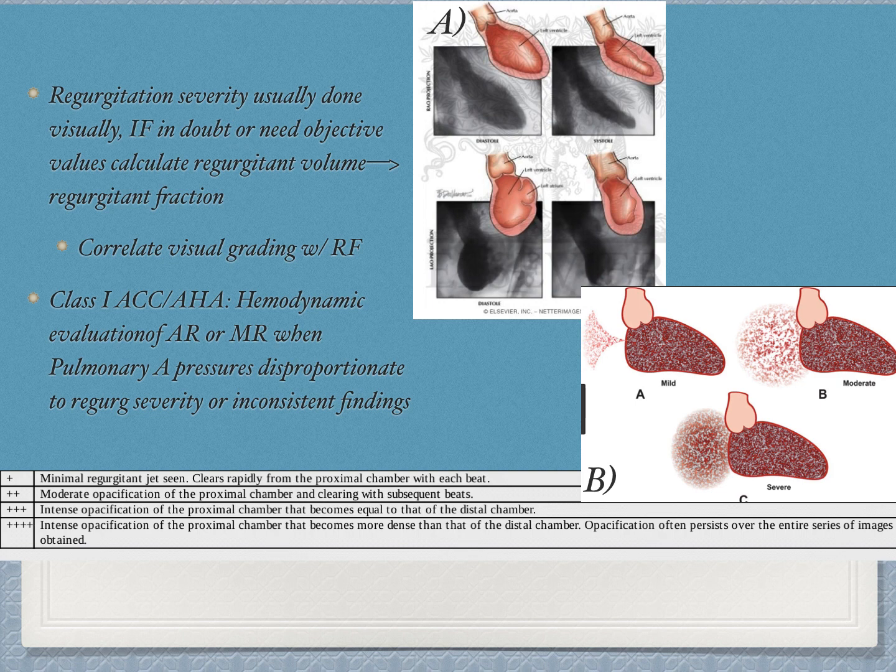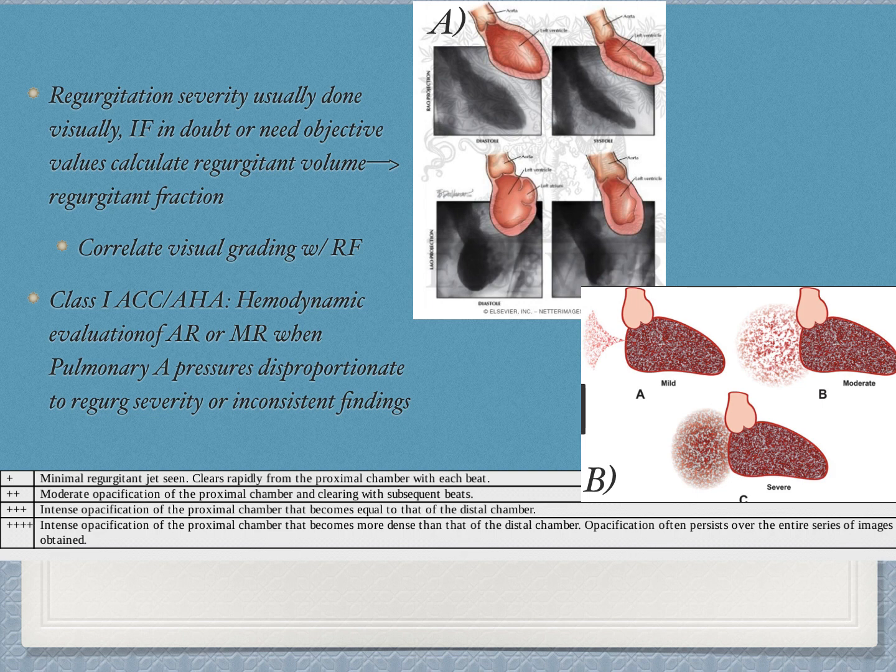Remember, it is a class 1 ACC, American Heart Association recommendation to do hemodynamic evaluation of aortic or mitral regurgitation when the pulmonary artery pressure is disproportionate to the regurgitation severity or inconsistent with the findings.